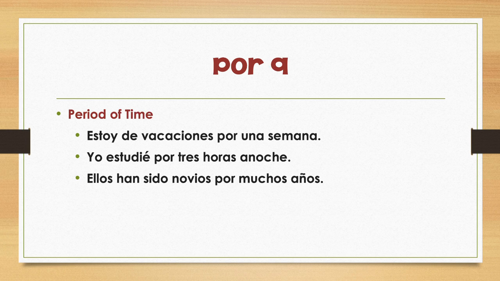We also use one of the most common ones. Por is for a period of time. So, estoy de vacaciones por una semana. I'm on vacation for a week. Estudié por 3 horas anoche. I studied for 3 hours last night. Ellos han sido novios por muchos años. They've been friends for many years. This is also in the category of why we say por la mañana, por la tarde, por la noche, like during that period of time.